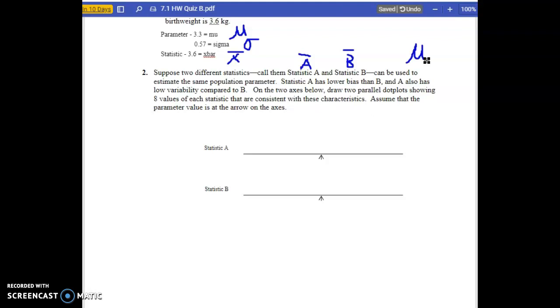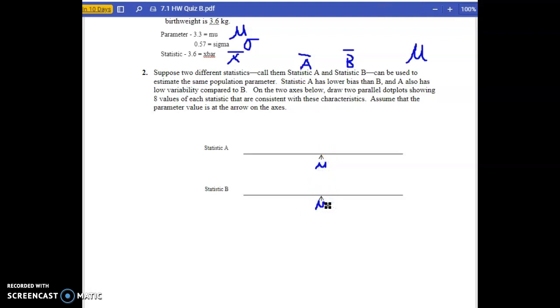And A also has low variability compared to B. On the two axes below, draw two parallel dot plots showing 8 values of each statistic that are consistent with these characteristics. Assume the parameter value is the arrow on the axes. So this is my mu. This is the true population mean.